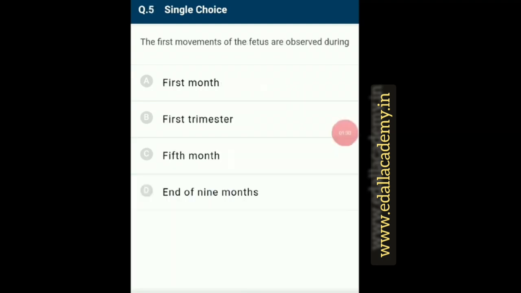Question number 5. The first movements of the fetus are observed during? Human pregnancy lasts for 9 months and it officially begins after implantation, that is the 8th day after fertilization. The first sign of the developing fetus is recorded at the end of the first month, as heart sounds are clear and audible. The fetus develops limbs and digits by the end of 60 days. Major systems also develop in the 3rd month of pregnancy. The first movements of the fetus and the appearance of hair on the head are seen during the 5th month. So the answer is option C, during the 5th month.